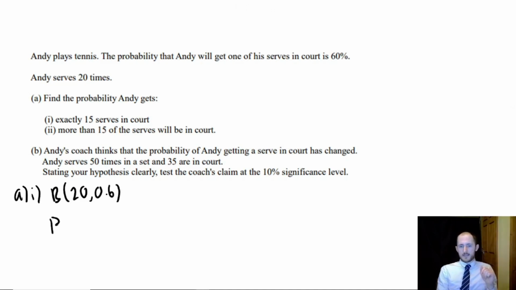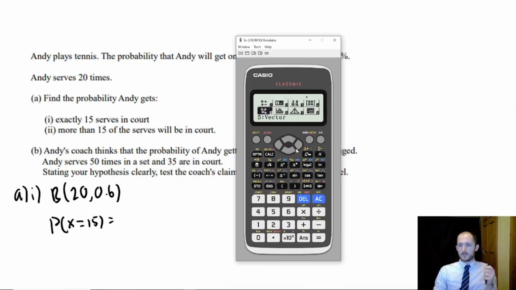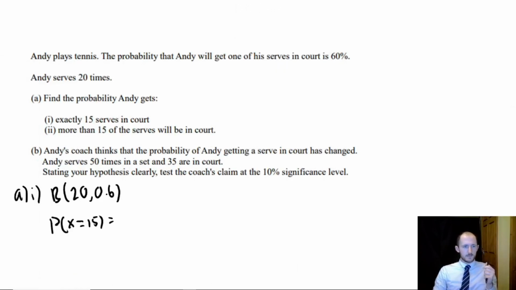So, for the probability that it's exactly 15, nice and easy, we're going to go straight to the probability distribution function on our calculator. So we're looking for 15 out of 20 and a probability of 0.6. 0.0746. I did technically say you should do 4 significant figures. To be honest, 4 decimal places is actually preferred, but we'll leave it like that for now.